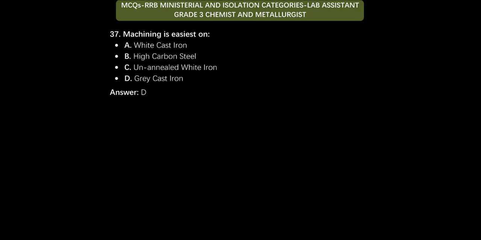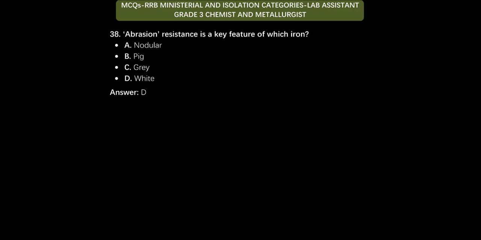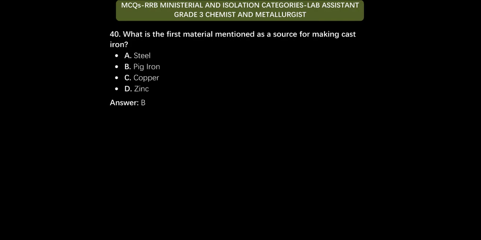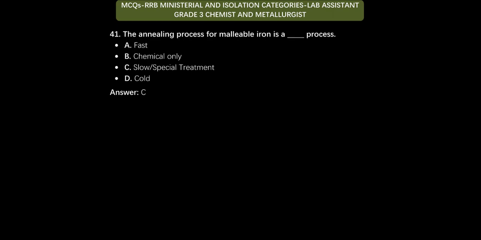Machining is easiest on option D, grey cast iron. Abrasion resistance is a key feature for which iron? Option D, white iron. Ductile iron is highlighted for its use in option C, crankshafts. Which is the first material mentioned as the source for making cast iron? Option B, pig iron. The annealing process for malleable iron is a dash process. Option C, slow special treatment.